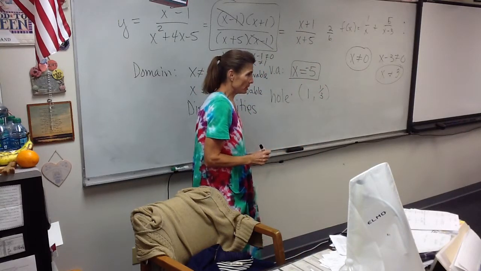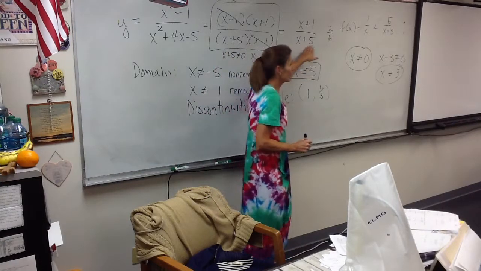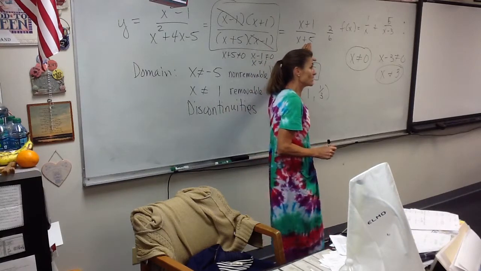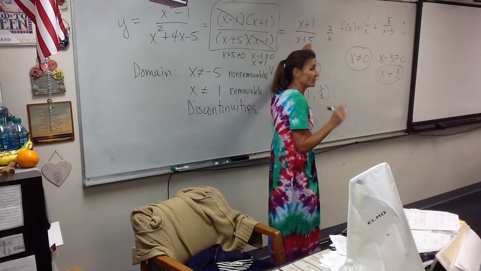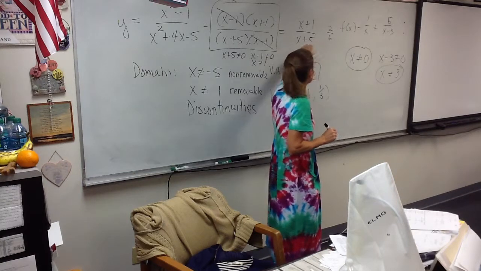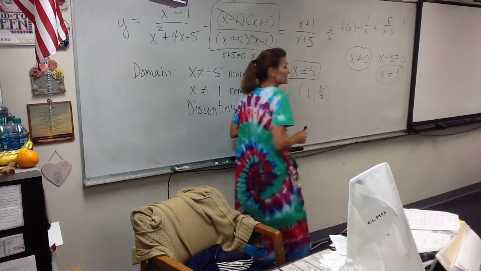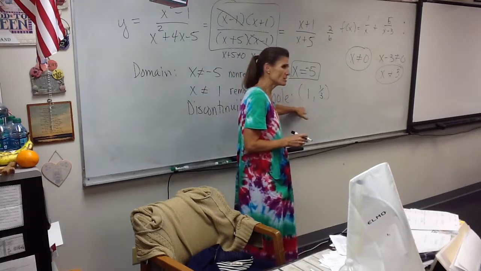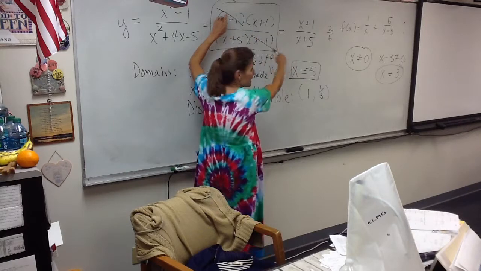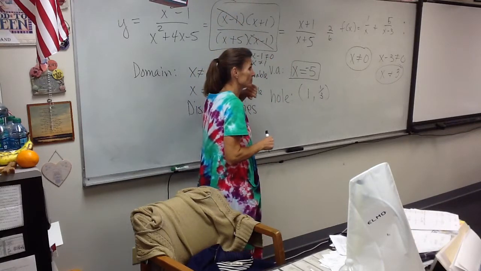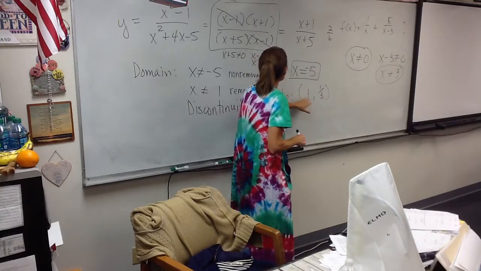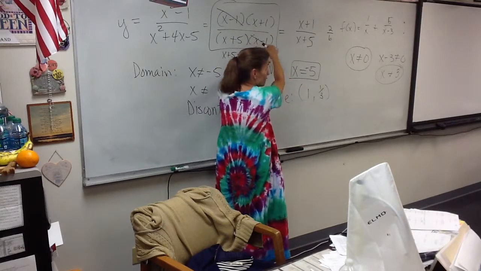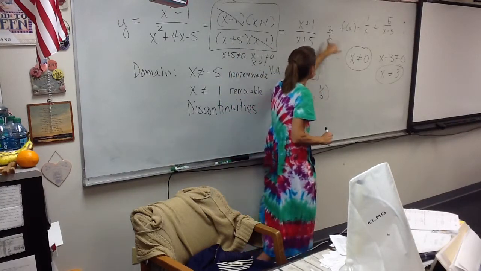So this problem has a vertical asymptote at -5, because where do vertical asymptotes come from? Where the denominator equals 0. That would be 0 if x were -5. How do I get holes? Holes happen when I can cancel. And the x coordinate is what makes the cancel factor 0, so that would be 1. And then you plug that in and get your y.